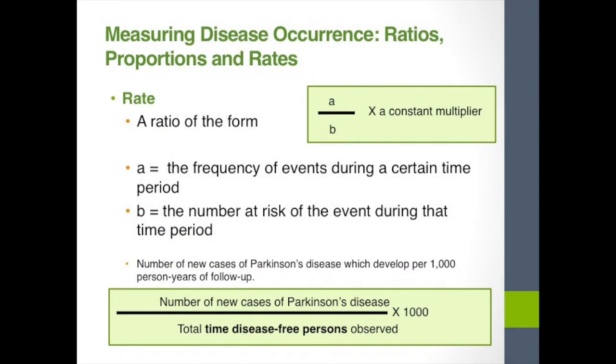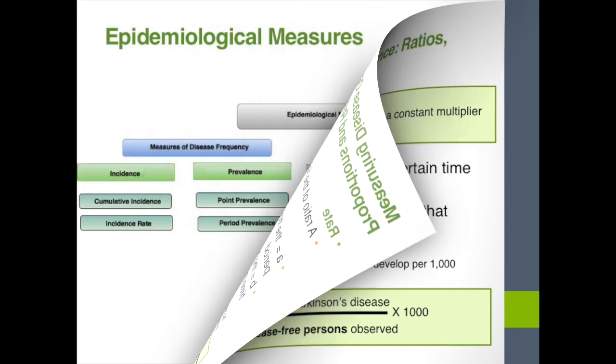A rate is also a number divided by another, but time is an integral part of the denominator. The measure of time in the denominator, or person years, is what makes a number a rate. The calendar time period is the same in both the numerator and the denominator of a rate. A rate is a measure of how quickly something of interest might happen. For example, the number of new cases of Parkinson's disease per 1,000 person years of follow-up. We will explain later what this concept of person years means.